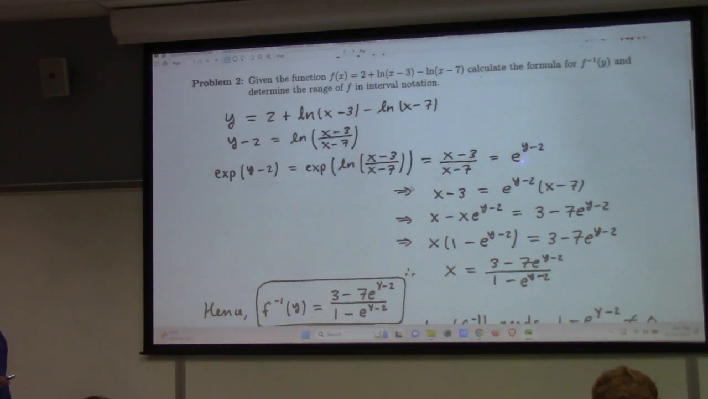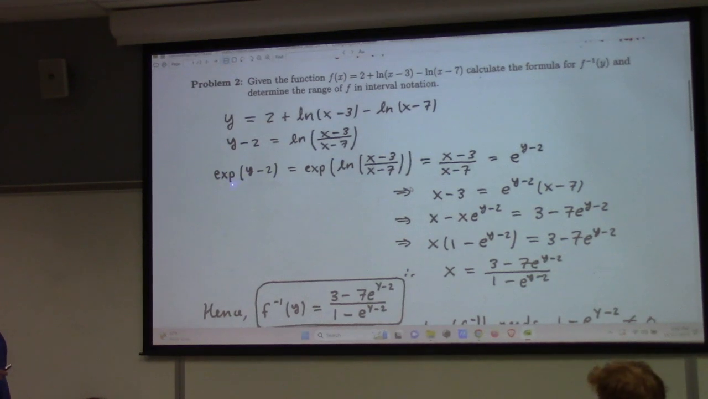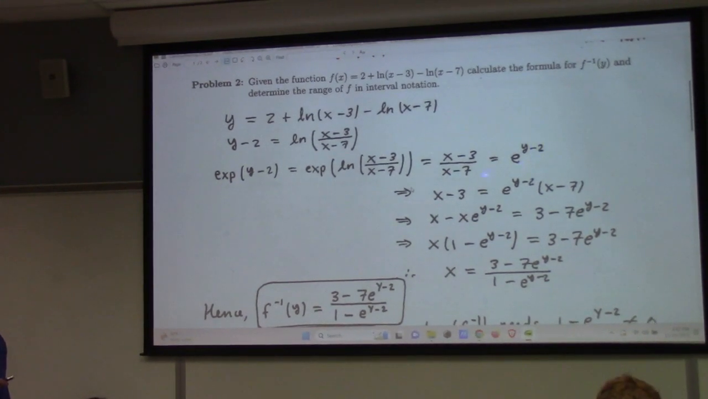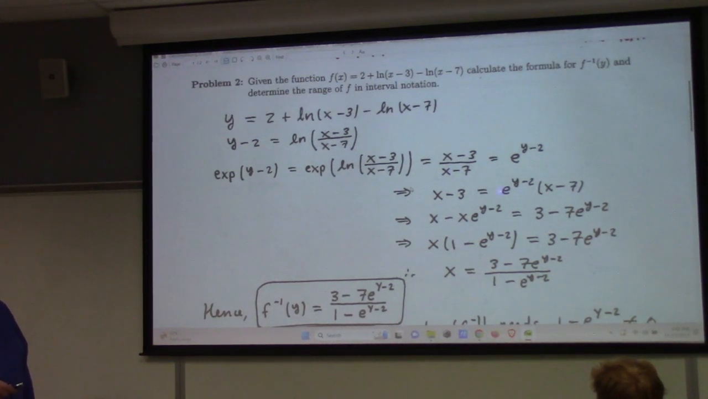Now I decided to use this notation for the algebra, since I guess I'll go back to the e to the y minus 2 notation. This and that are equal. It's just a different way to write the same thing. Anyway, continuing in my goal to solve for x, I multiply both sides by x minus 7. Then I want to multiply this out and keep all my x's on the left side. So I've got the x right there. It stays right there. Then this x times e to the y minus 2, subtract to the other side, I get minus x e to the y minus 2. I take this 3 and add it to the other side. And this minus 7 e to the y minus 2 stays right there.